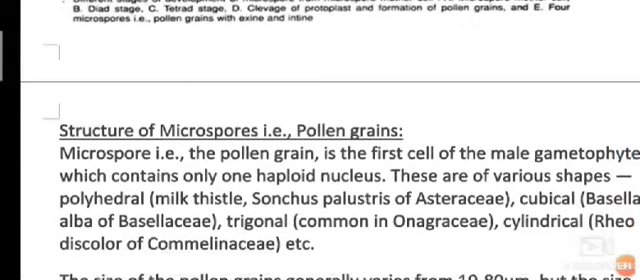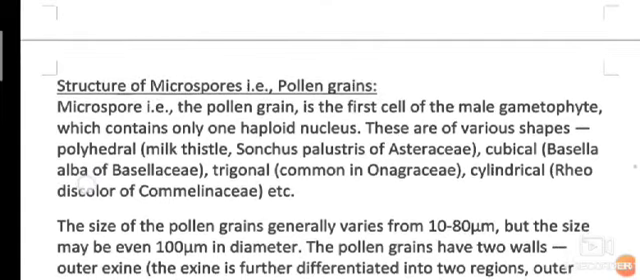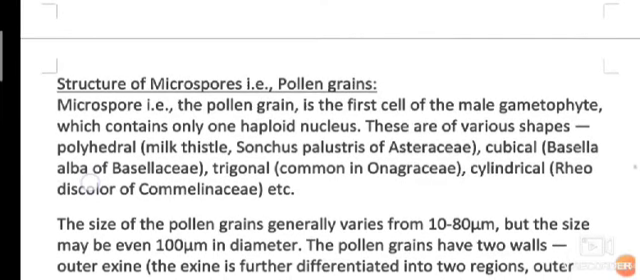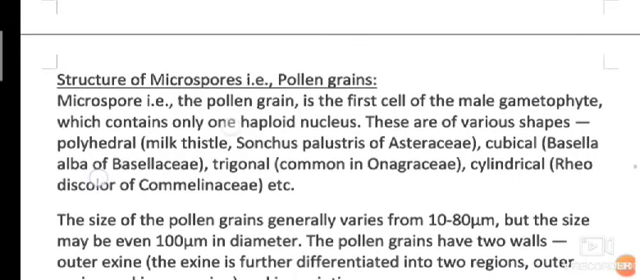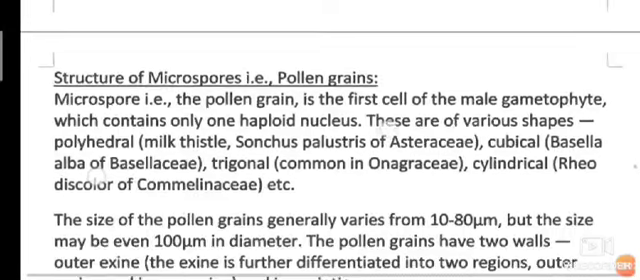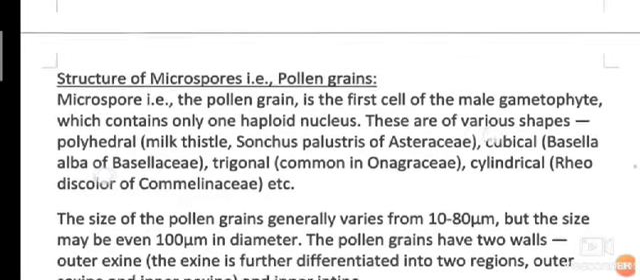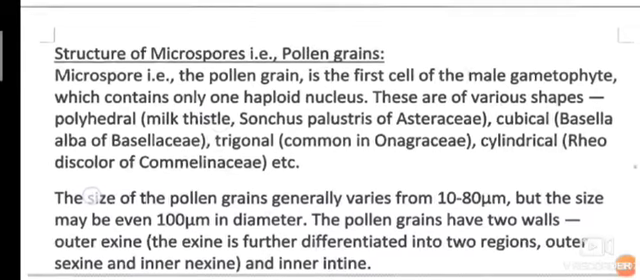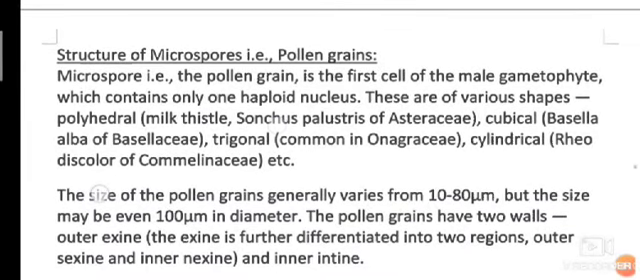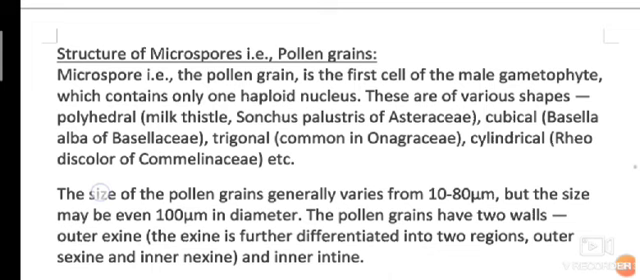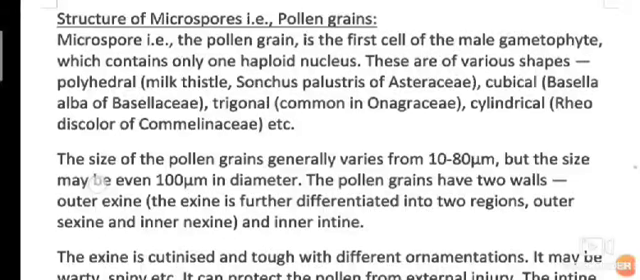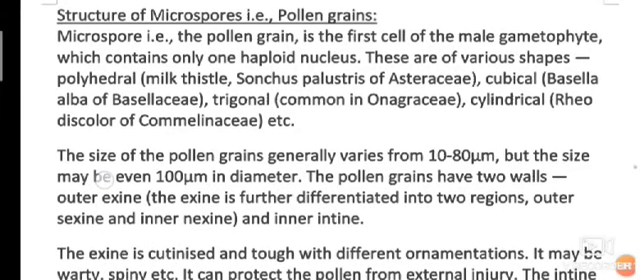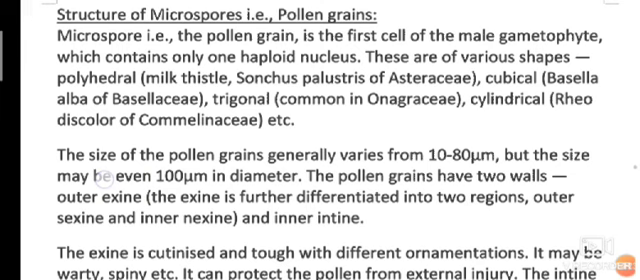Structure of microspore, for example pollen grains. The microspore, that is the pollen grain, is the first cell of the male gametophyte, which contains only one haploid nucleus. These are the various shapes: polyhedral, as in milky thistle of Asteraceae, cuboidal for Bacilla alba, trigonal common in Onagraceae, cylindrical in Commelinaceae, etc.